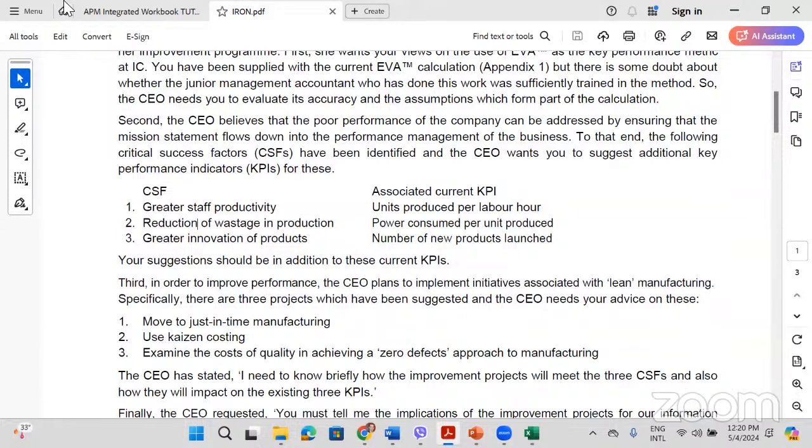What is greater staff productivity? Make use of the time. Make the use of the time. How good the staff is. Exactly. How good the staff is.